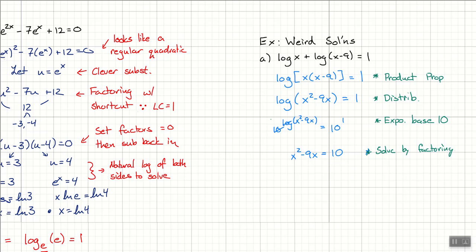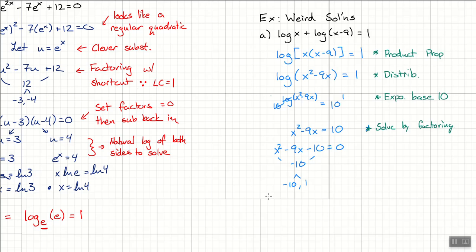To achieve this, nothing too crazy has to happen. I'm going to subtract 10 from each side. So x squared minus 9x minus 10 is equal to 0. And I see there's a leading coefficient of 1. And I think that I can get this to work with negative 10 and 1. Those are multiplying to be negative 10 and adding up to negative 9. I'm good with that, which means our factors wind up being x minus 10 and x plus 1.